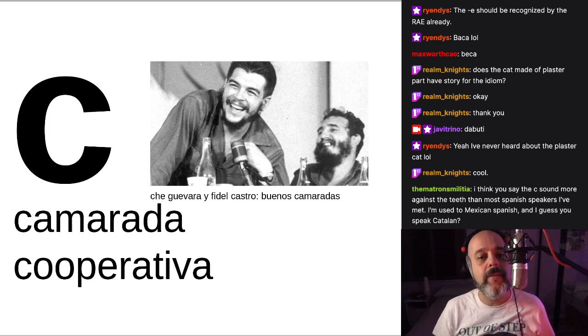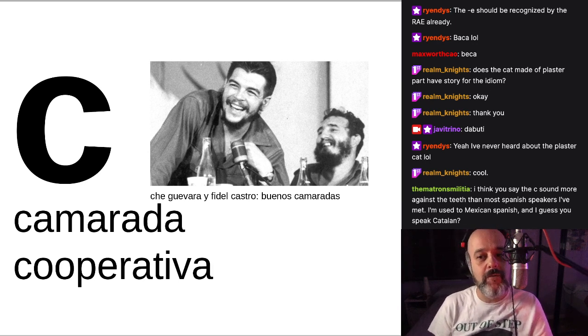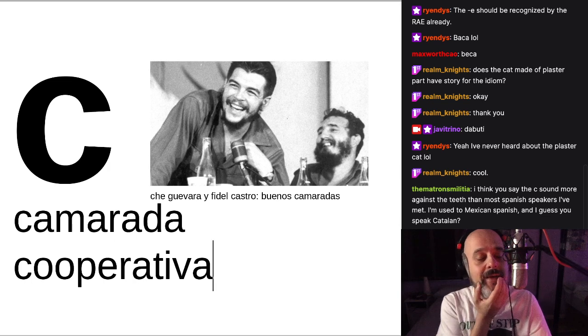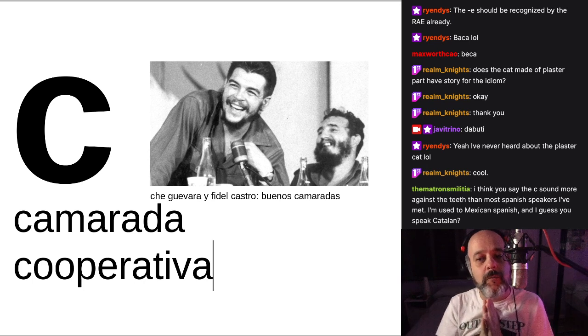Che Guevara y Fidel Castro, buenos camaradas. They were very good comrades. They did a revolution together. They may not have seen eye to eye in everything, but they had a common interest. So an interés común. One thing with the letter C is that it works.